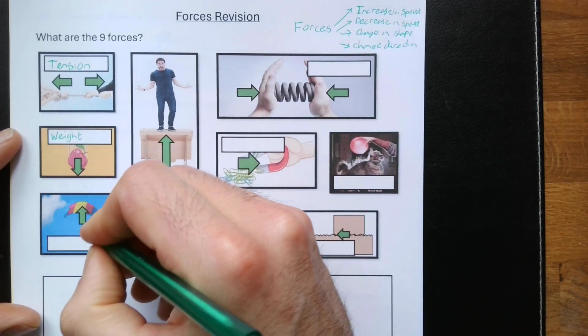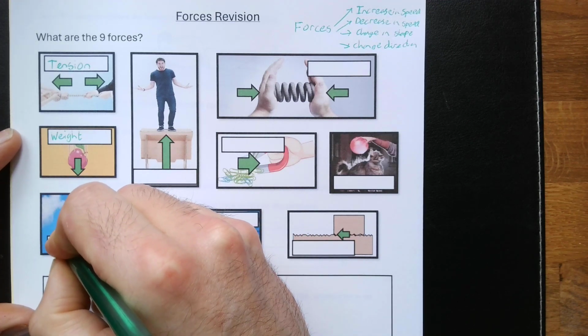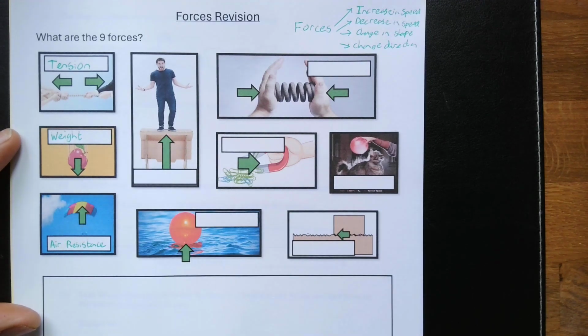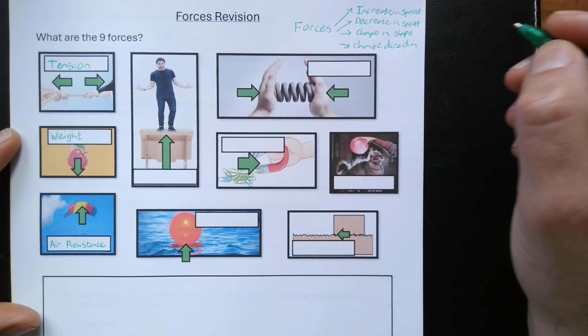If we open a parachute, our speed reduces. That's because air resistance increases due to the surface area of the parachute. So air resistance is an example of a force. That also slows us down when we're running, or slows the car down when it's moving.